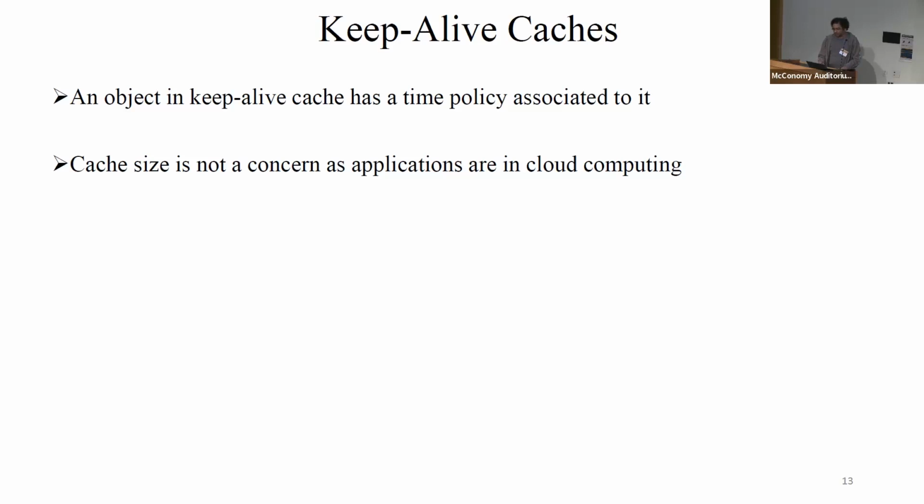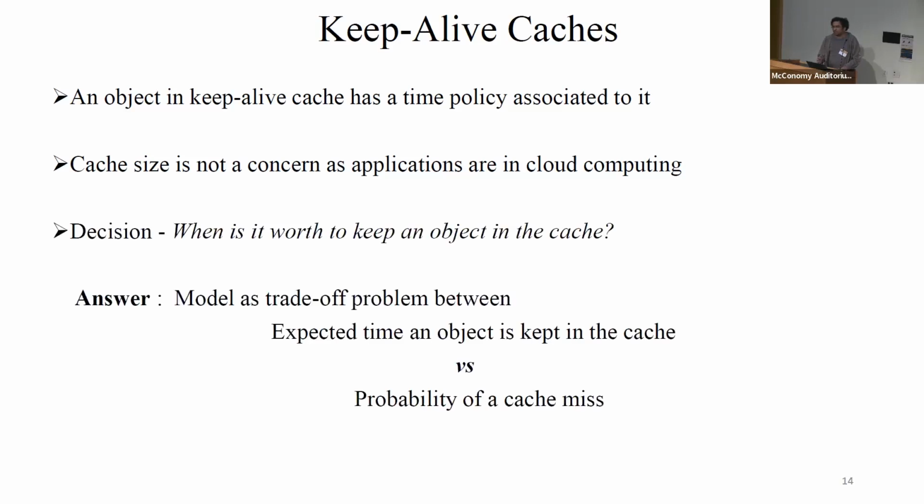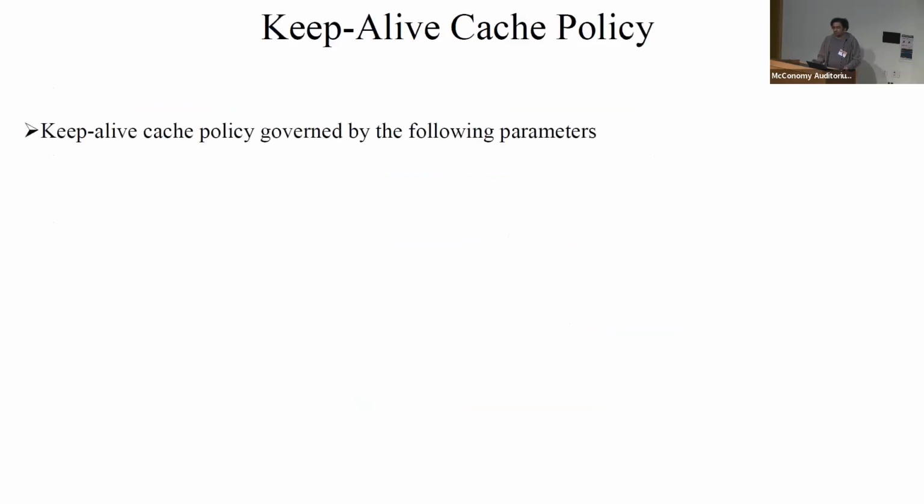And the main decision in Keep Alive caches is, when is it worth it to keep an object in the cache? And we answer this question by modeling it as a trade-off problem between the expected time an item is kept in the cache versus the probability of a cache miss. So let me move on to a more formal introduction on Keep Alive caches. A Keep Alive cache policy consists of two parameters.